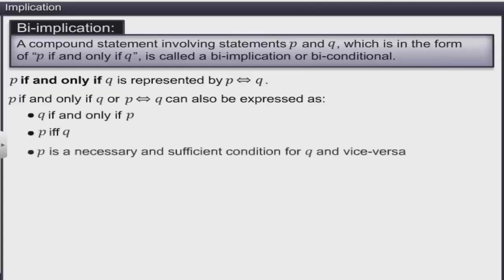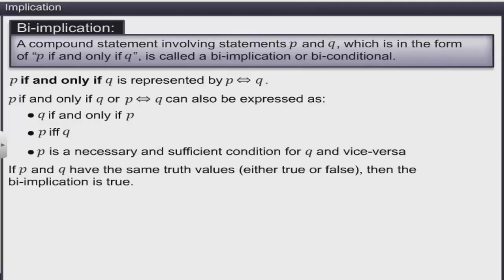Remember here that if P and Q have the same truth values, either true or false, then the bi-implication is true. If either P or Q is false, then the bi-implication is false.